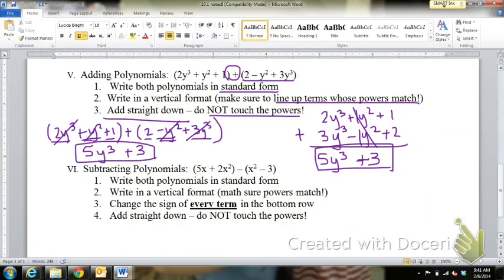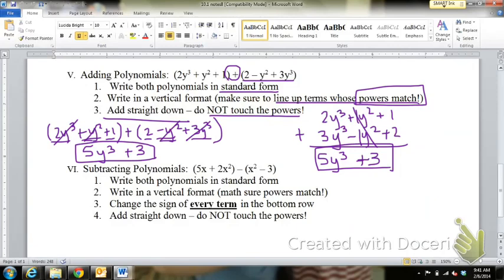So you can do vertical or horizontal. Vertical is a little bit easier because everybody's lined up. But if you can just combine like terms from the parentheses, that's fine. Just make sure you only combine ones that have matching powers.